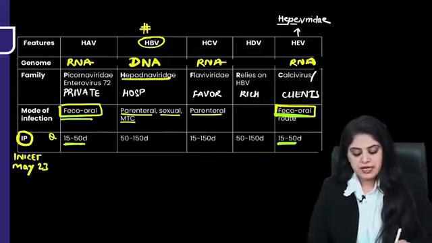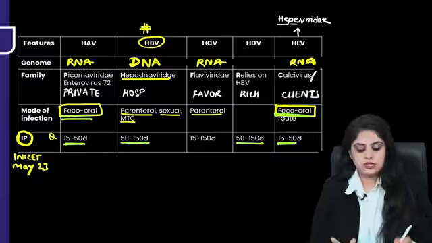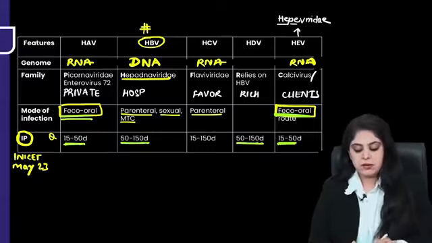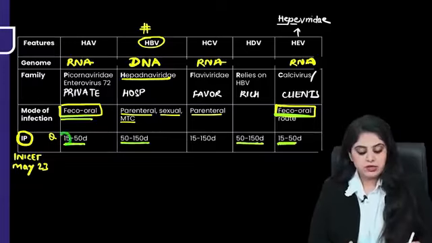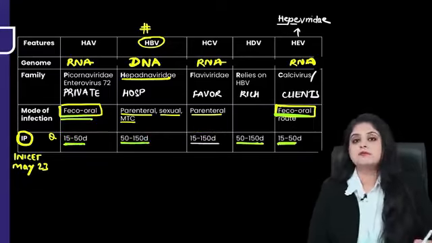What about the rest? Hepatitis B and D, they always tend to have an association. Right? So theirs is 50 to 150. 50 to 150, and then if you combine all of them, means you take the lower of the first and the higher of the second. So 15 to 150, that is going to be hepatitis C.